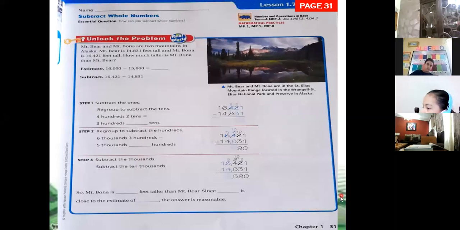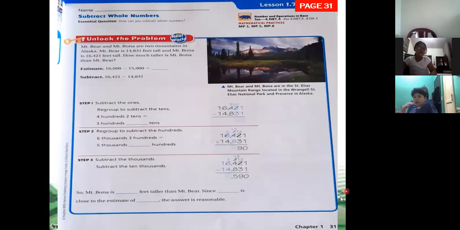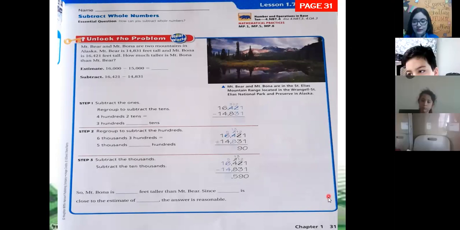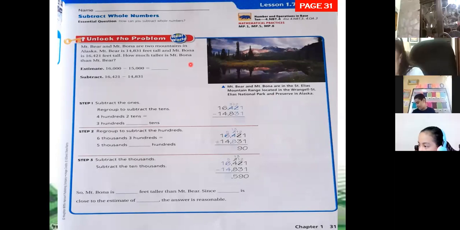Now, on page number 31, we have a problem. We're going to unlock this problem. Is there a volunteer that wants to read the problem? One volunteer. Gabriela. Mount Bear and Mount Bona are two mountains in Alaska. Mount Bear is 14,831 feet tall, and Mount Bona is 16,421 feet tall. How much taller is Mount Bona than Mount Bear?